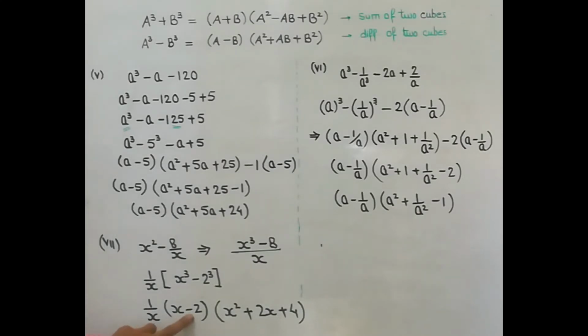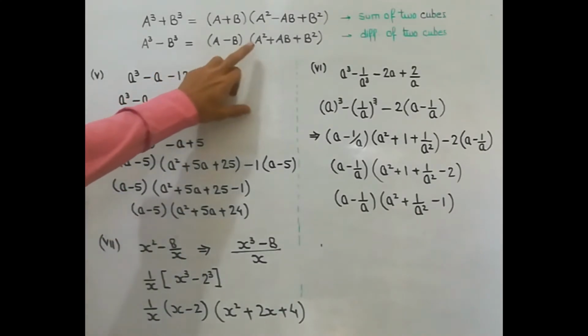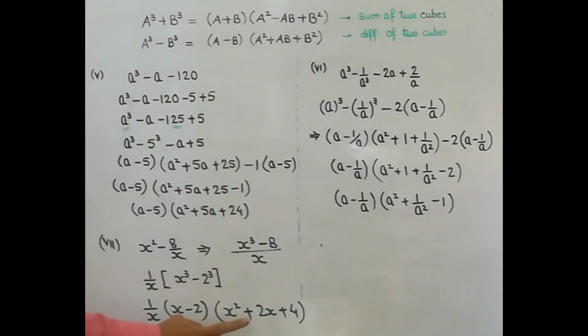This is a minus b in the first bracket, then a square plus ab, so this and this multiplied, ab, plus b square. Now b is 2, so square of 2 will give you 4. So this will be your answer. So you can note down these questions.